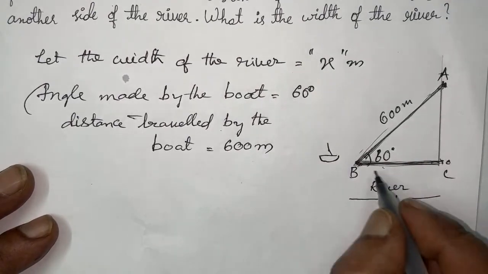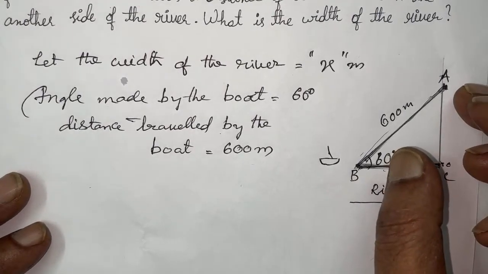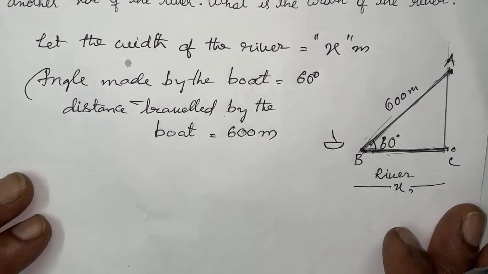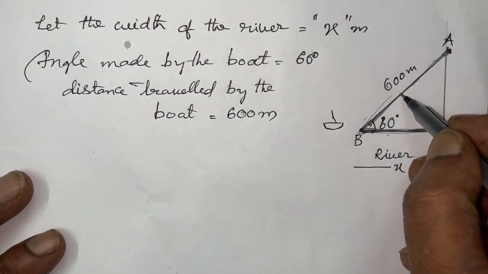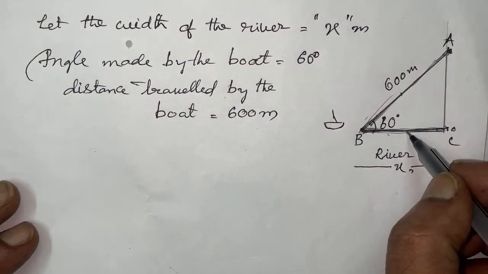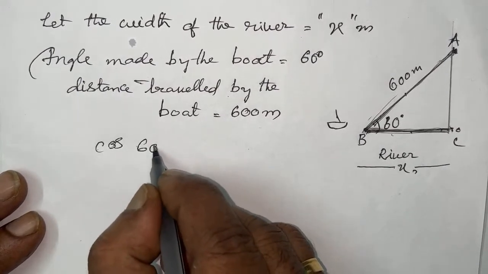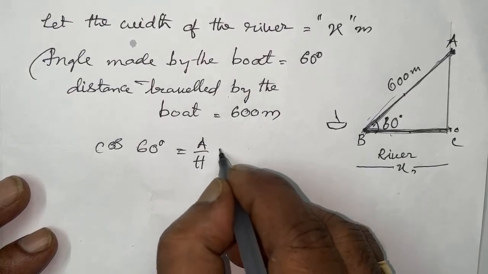Actually, it has to cross less than 600. This BC is less than 600, but the boat is crossing 600 meters. Now we have the information about the hypotenuse, and we have to find the adjacent. So we have to take the correct ratio for this one: cos 60 is equal to adjacent by hypotenuse.